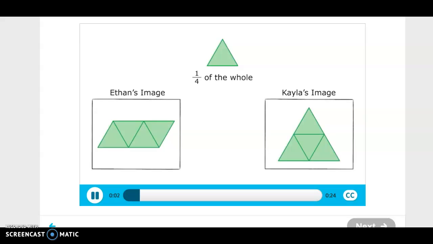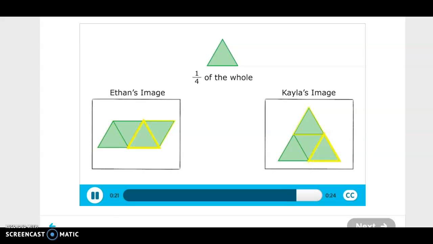How did you draw the whole, Ethan? I knew that this triangle was 1/4 of the whole image, so I used 4 equal triangles to make the whole. I did the same thing as Ethan, but my picture came out differently. I think that we're both right. That's right. Your images are different, but they both use 4 equal pieces to make one whole.